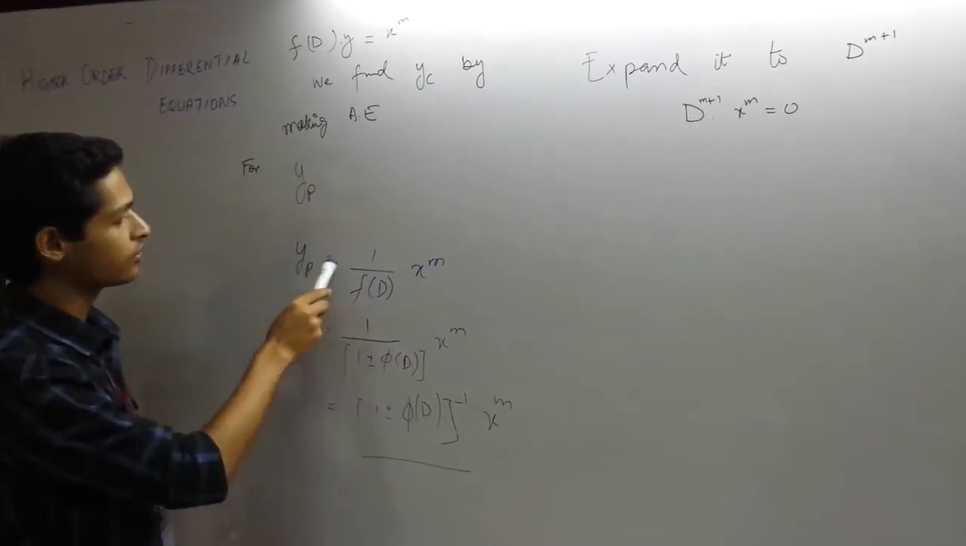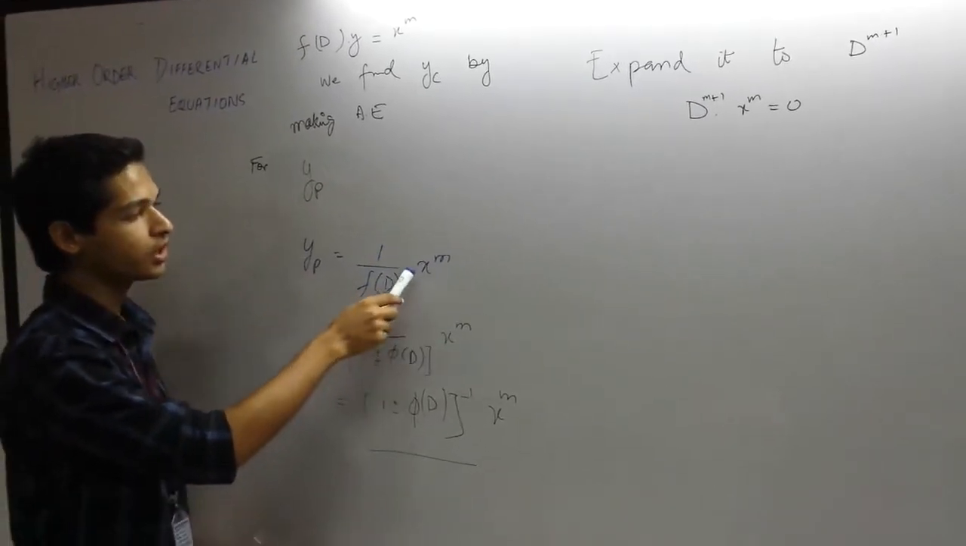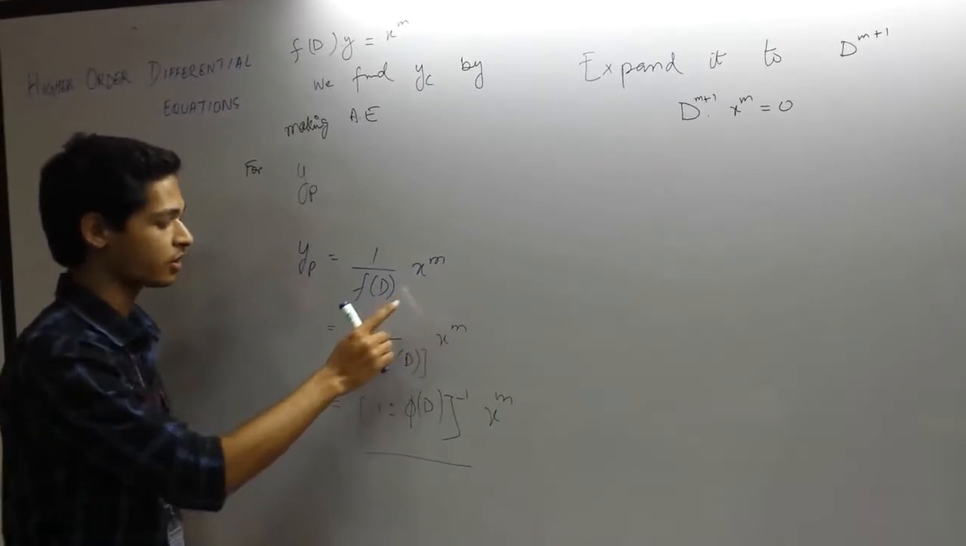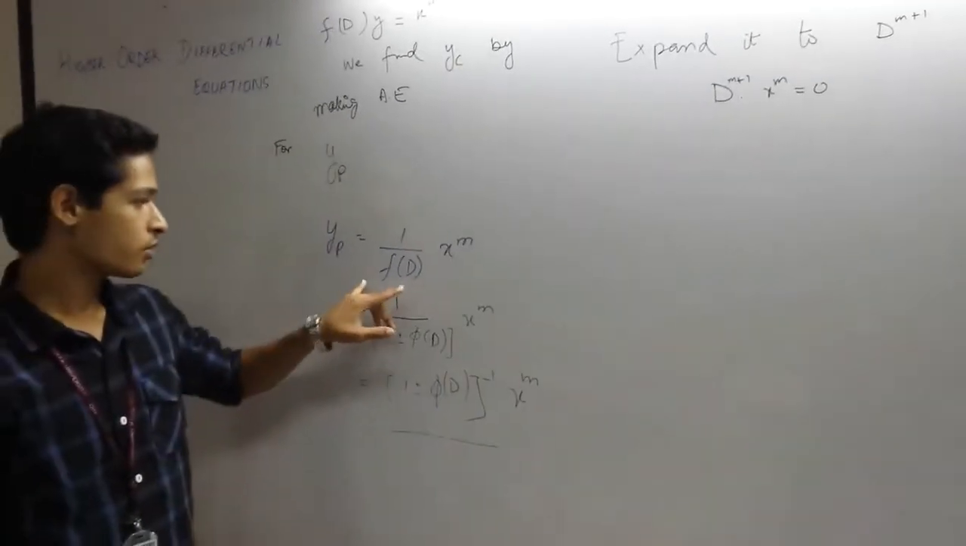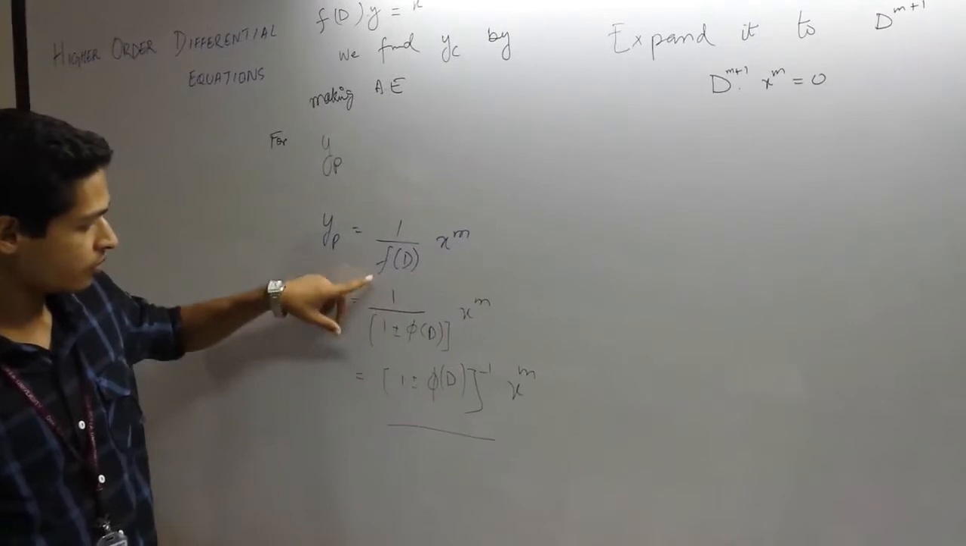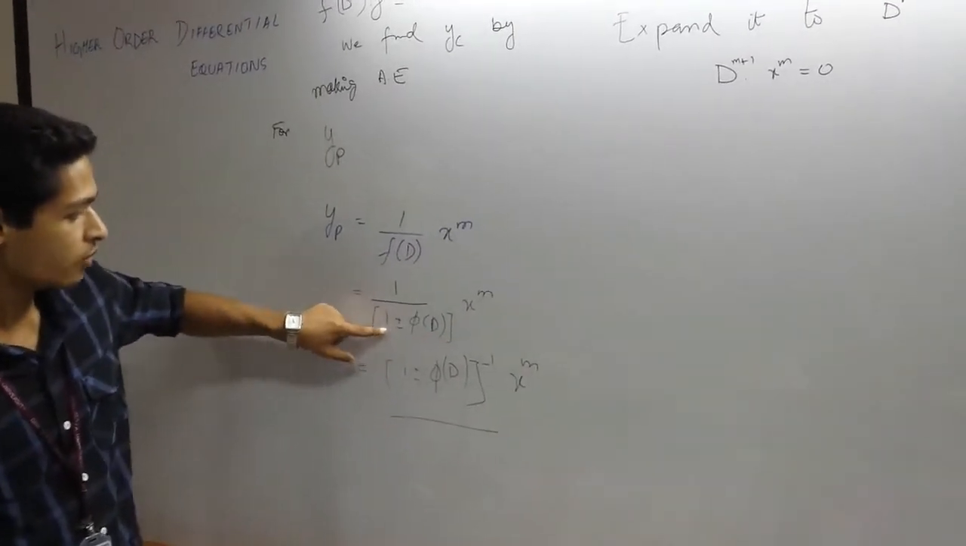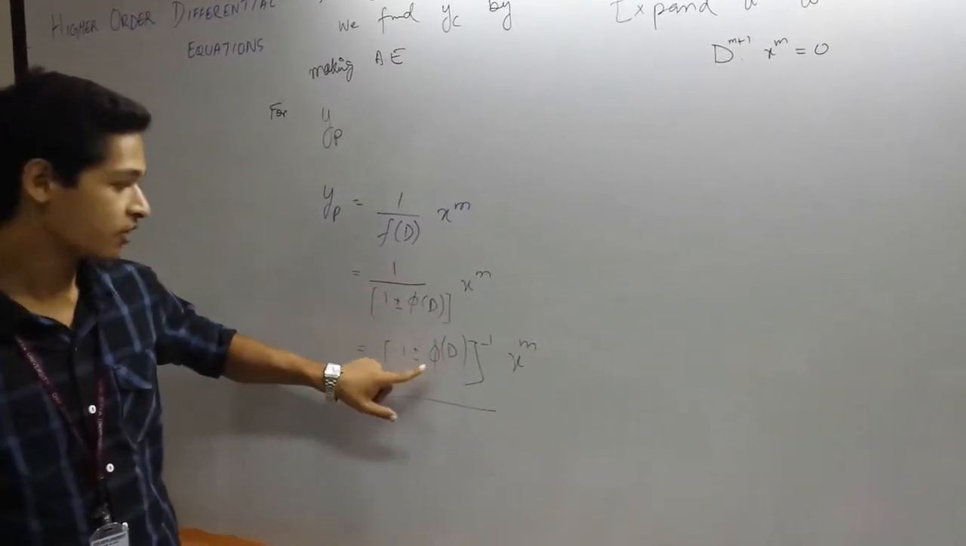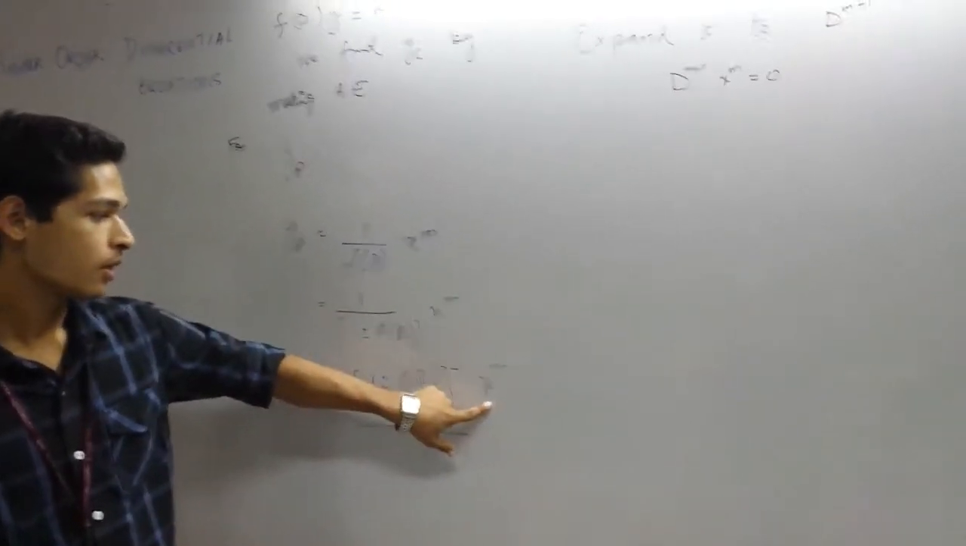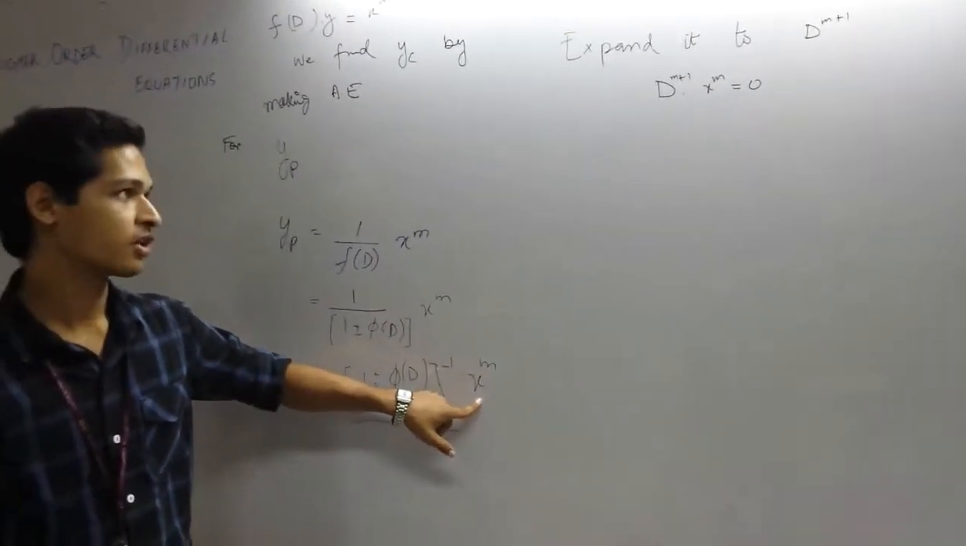For yp, we have the form yp is equal to 1 upon function of D into the algebraic expression. So we will convert the function of D into this form so that we can take the reciprocal and expand it binomially and then multiply it by the algebraic expression.